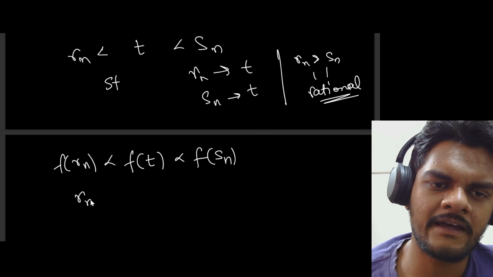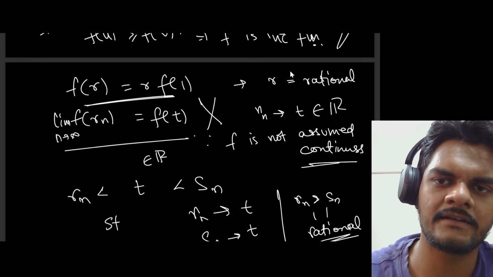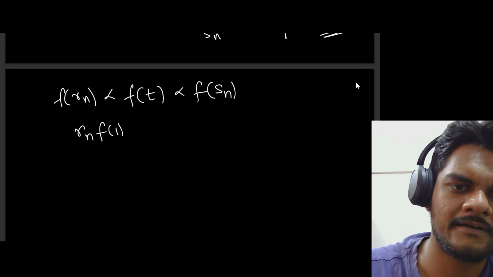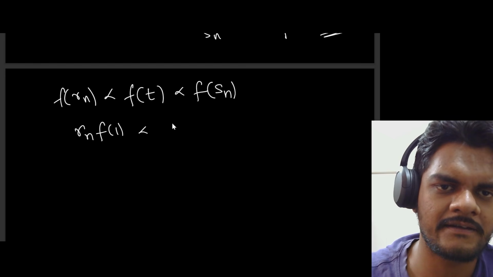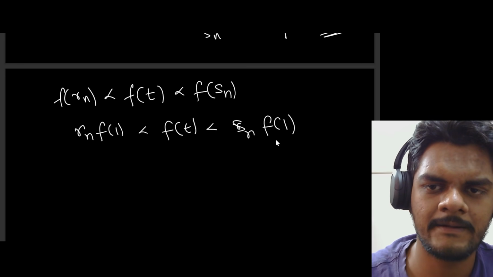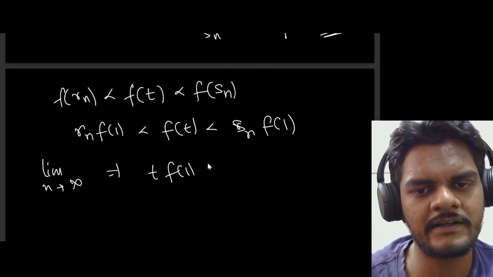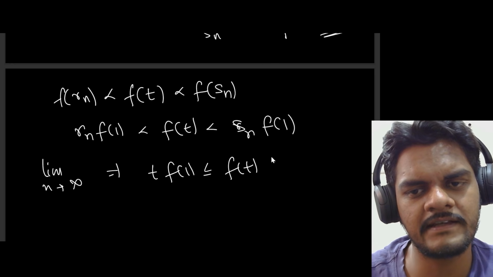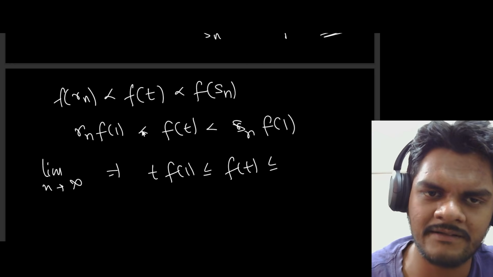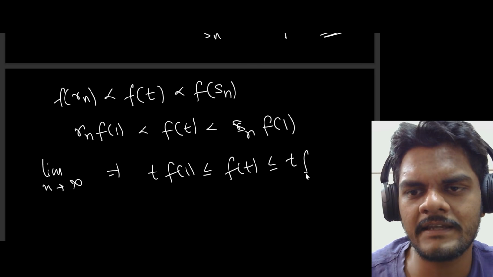So that will imply Rn f of 1, right? That's what we get for rational. Rn f of 1 is less than f of t is less than Sn f of 1. Now I'll take limit n tends to infinity, which implies t f of 1 is less than or equal to f of t is less than or equal to, since if you apply limit, the inequality doesn't remain strict. It becomes t f of 1 again.